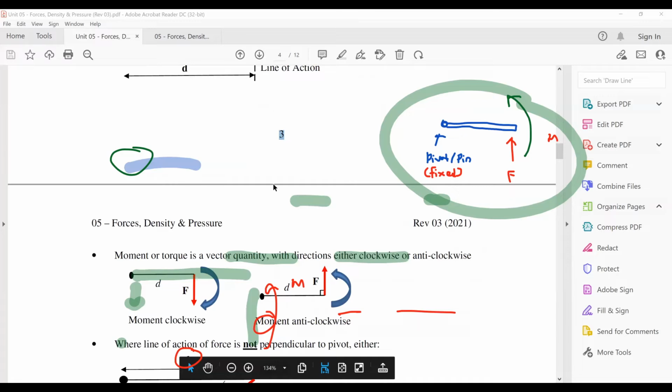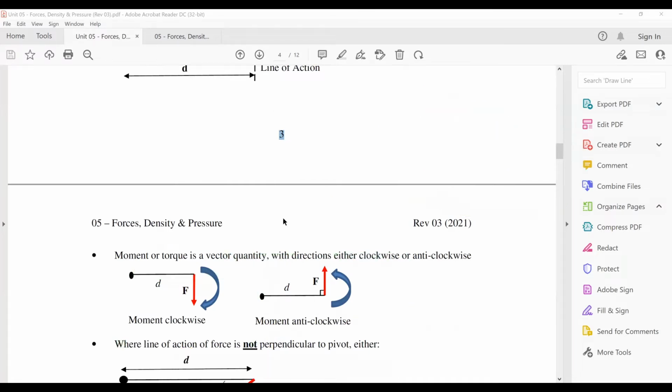Now, moment may sometimes be known as torque, right? Sometimes when you read your questions, they may say moment in one question, and then another question they may say torque. They're actually the same thing. Okay, they are interchangeable. All right. Now, moment or torque is a vector quantity with directions either clockwise or anti-clockwise.